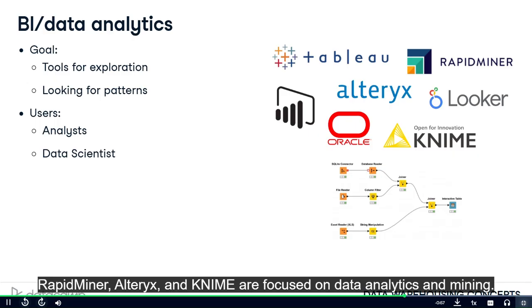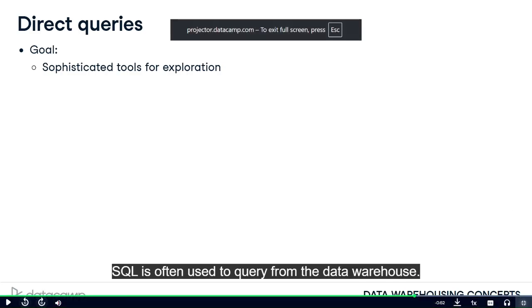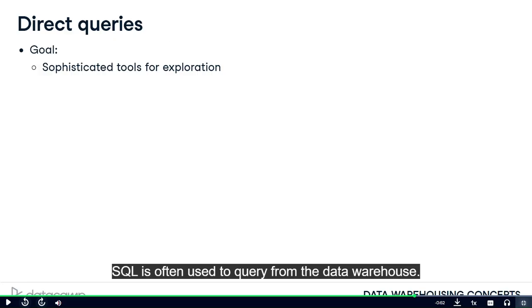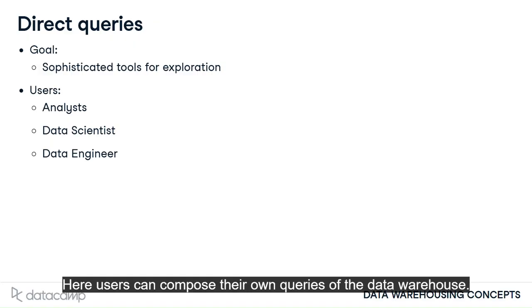In our final category, we have direct queries. SQL is often used to query the data warehouse. Here, users can compose their own queries of the data warehouse.